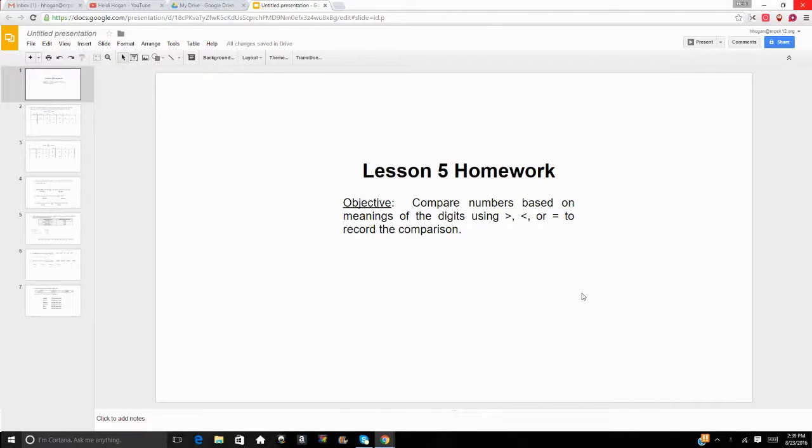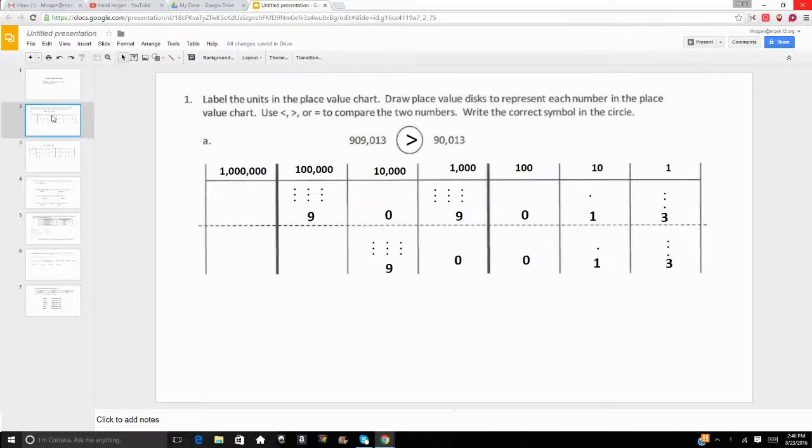Lesson 5 homework. The objective of this lesson was to compare numbers based on the meanings of the digits using greater than, less than, or equal to, and record your comparison. And we, as usual, use our place value chart. Very, very helpful. And we drew place value discs to represent each number, but I also put in the numbers because I thought that might be helpful.